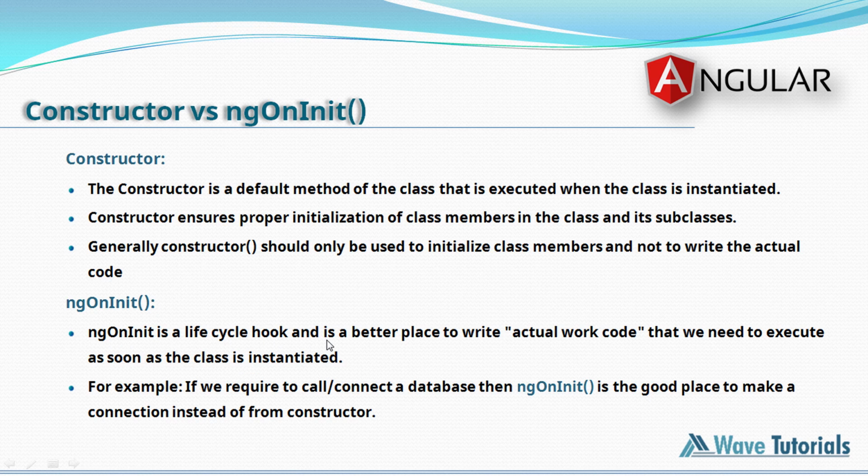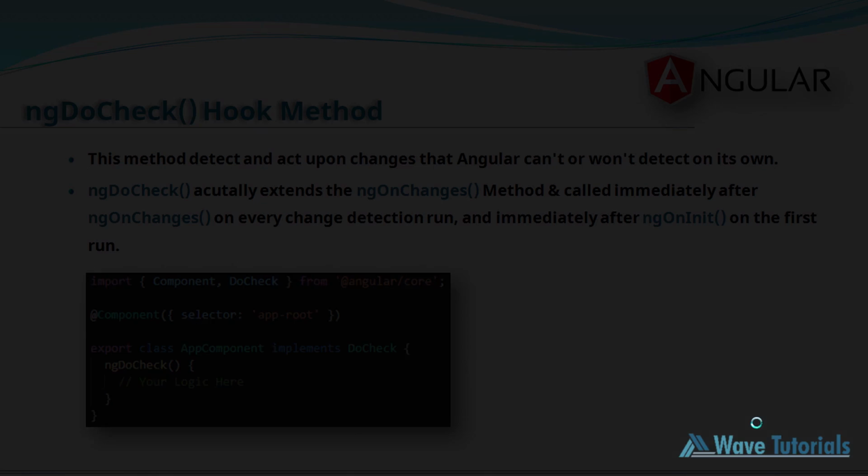ngOnInit is a lifecycle hook method and is a better place to write actual work code that we need to execute as soon as the class is instantiated. So in the ngOnInit method, you can call any method after the class is instantiated. For example, if you need to connect to a database, then ngOnInit is a good place to make a connection and call to your database instead of the constructor.